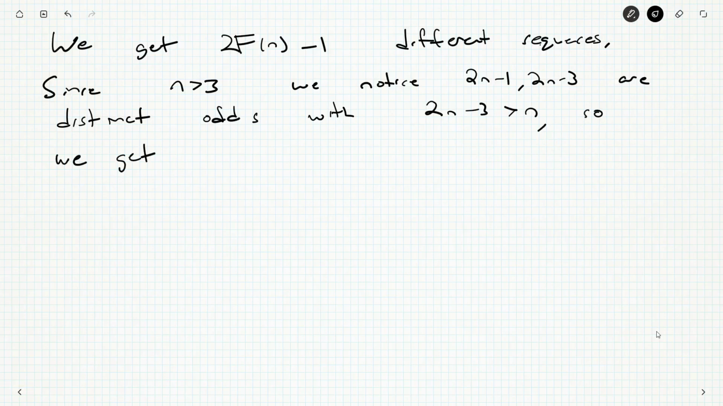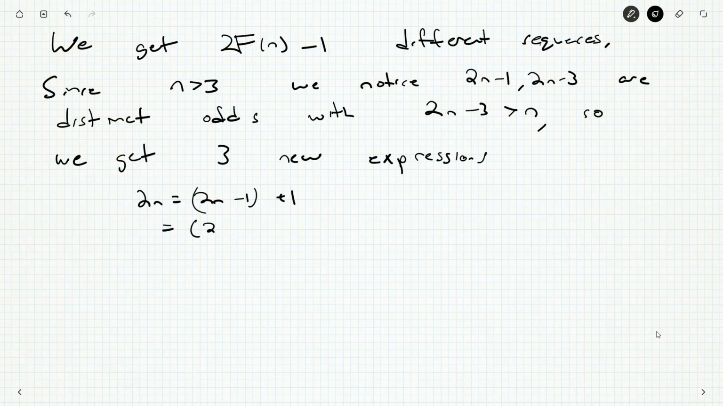So we get 3 new expressions. 2n is 2n minus 1 plus 1. 2n minus 3. I don't need 3 expressions. I'm just writing them out because they're the only ones that I can get with these ones.